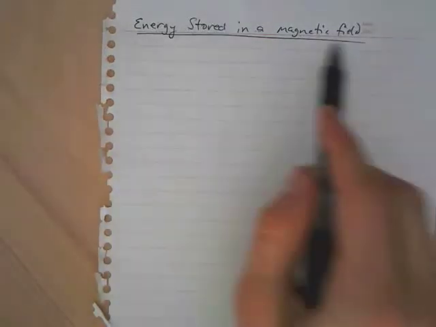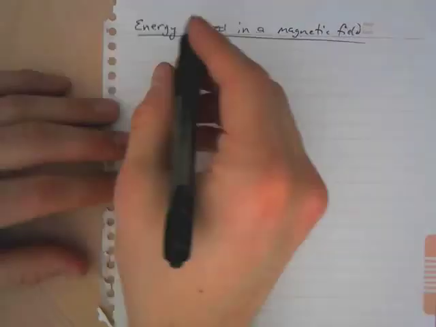Now, because this inductor resists a change in current, there's work that the battery has to do to get that current going, and that work causes a change in energy. That energy doesn't just disappear. That energy is actually stored in the magnetic field of the inductor.